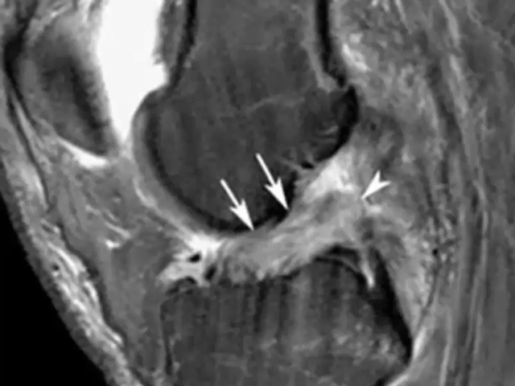This screen demonstrates a torn ACL on a sagittal MR image of the knee. The white arrows point to evidence of edema, while the arrowhead points to the torn end of the proximal ligament.